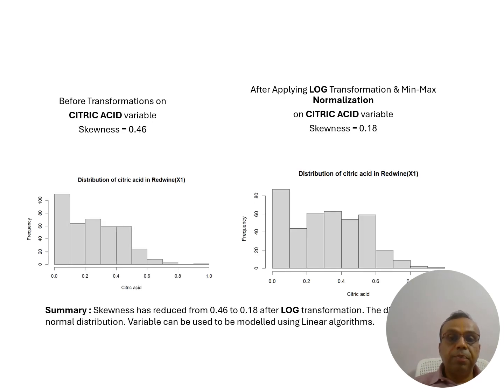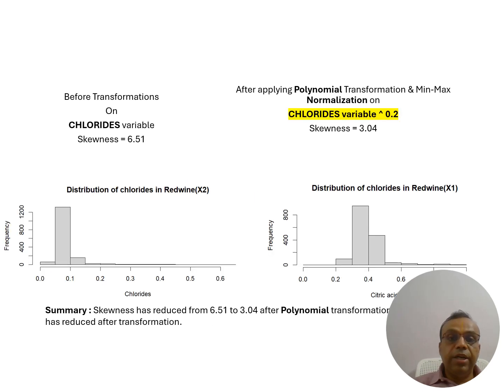So now, wherever we are observing skews, we have to apply transformation and normalization so that we bring all variables on the same scale before applying the model. So I explored some of the transformations for each of the variables, and we are going to see what those are. In the first case, for citric acid, the initial skewness was 0.46. After I applied log transformation, the skewness came down to 0.18. From the distribution plot, it is not very evident that it is symmetrical, but the skewness has certainly reduced.